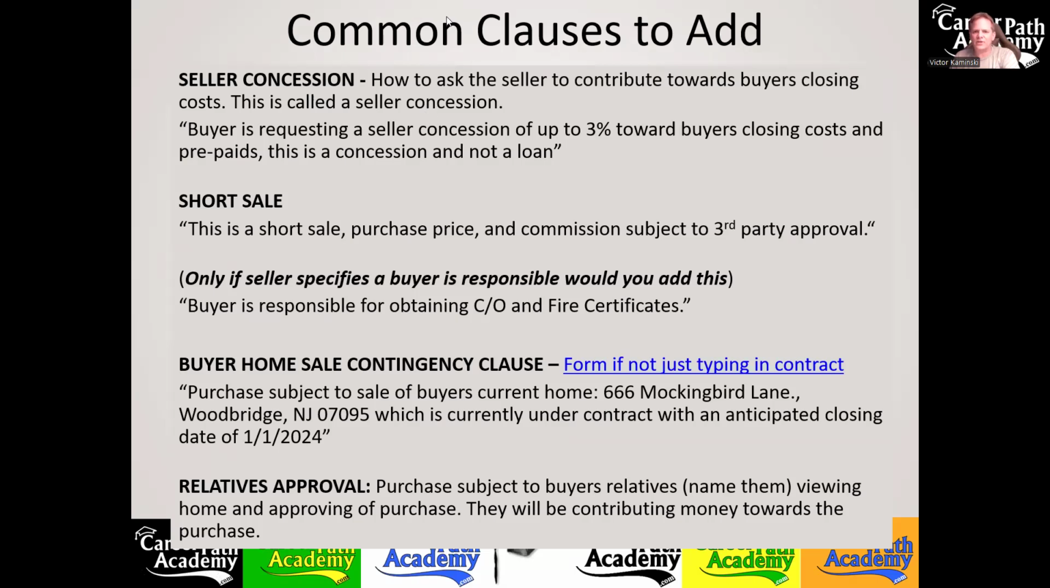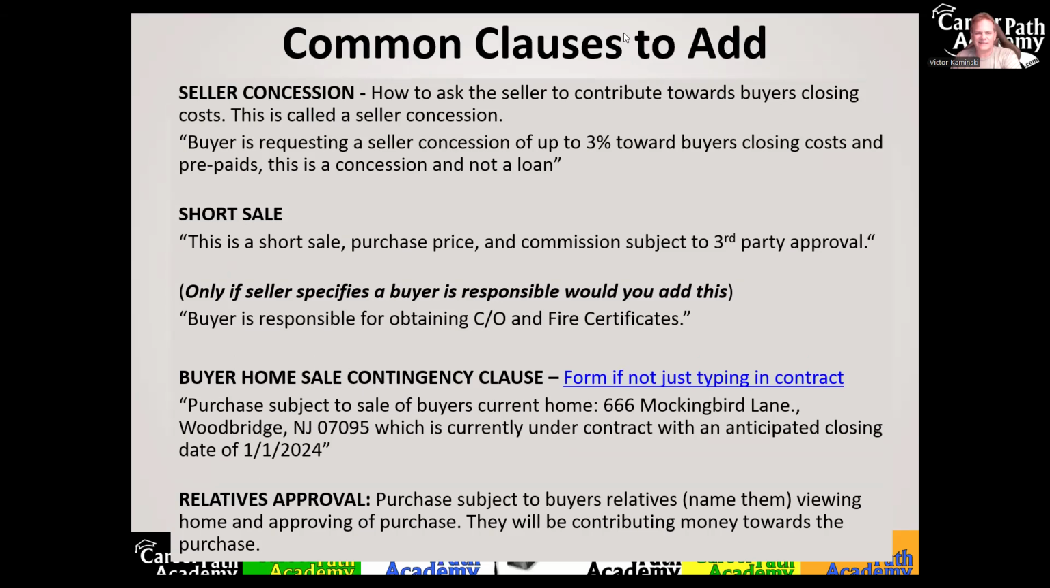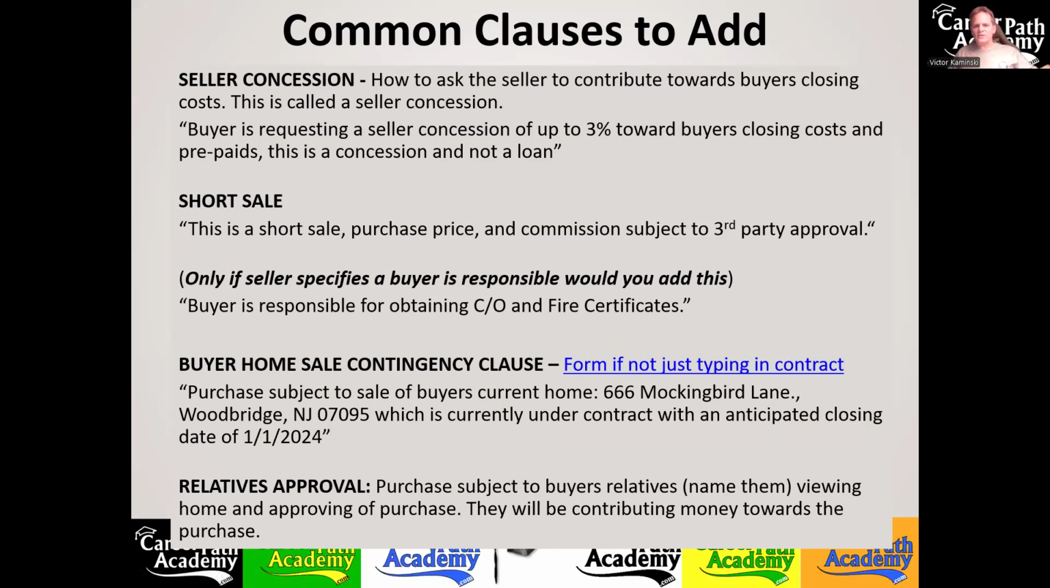Here's how to add some of the common clauses into a contract, although your brokers will probably have their own clauses or write-ups and maybe suggested ways that they prefer their own wording to use. These are just some suggestions. You don't have to use them this way. To ask for a seller's concession, you could just write into the contract, buyers requesting a seller concession up to 3% towards the buyer's closing cost and prepaid. That's prepaid interest on the loan. This is a concession and not a loan.